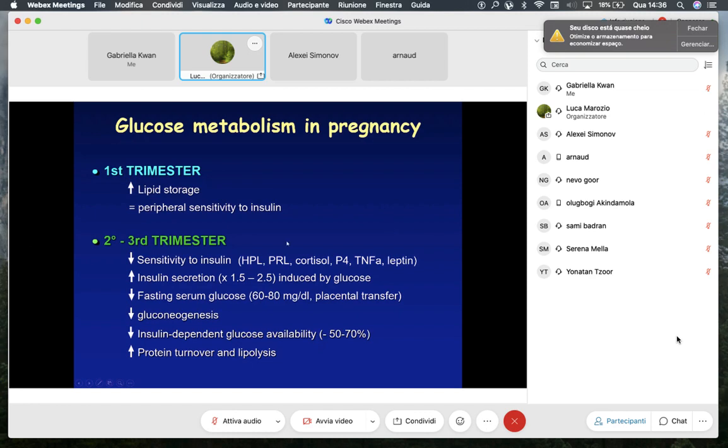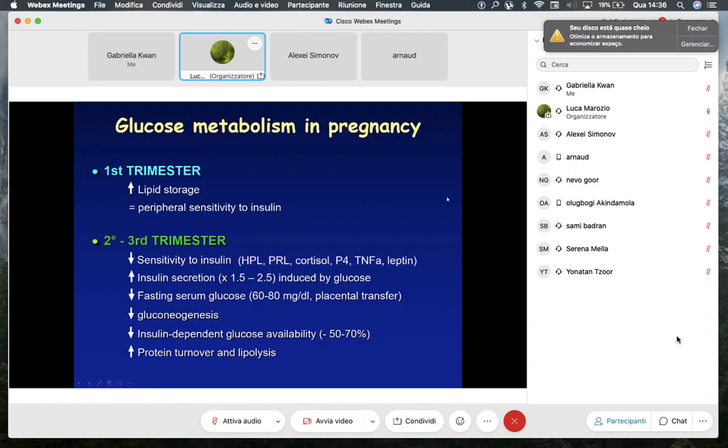In the second half of pregnancy, the protein turnover and lysis is increased. So all of these changes are aimed at the need of the fetus.